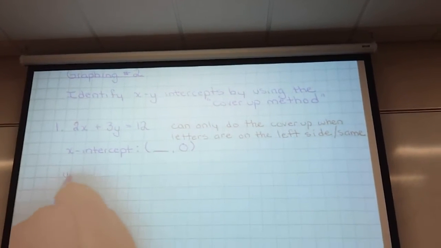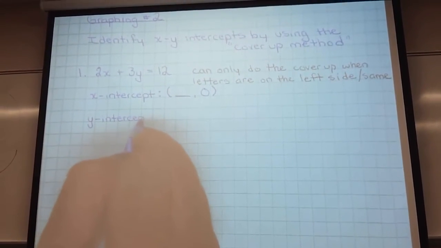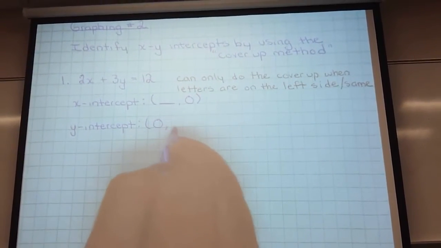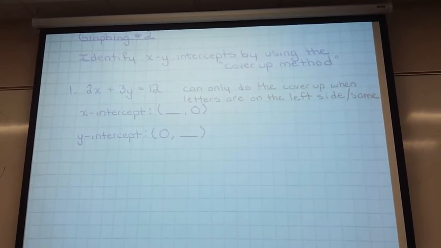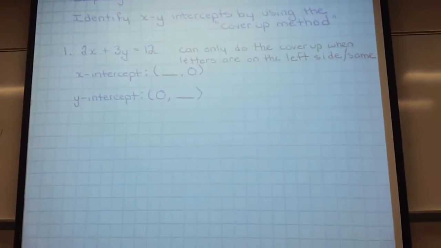And the y-intercept is backwards. It is 0, comma, some number. So that's the little chart you want to make every single time when you're doing this homework in 4.3. Make sure you start learning how to write that kind of a plan.